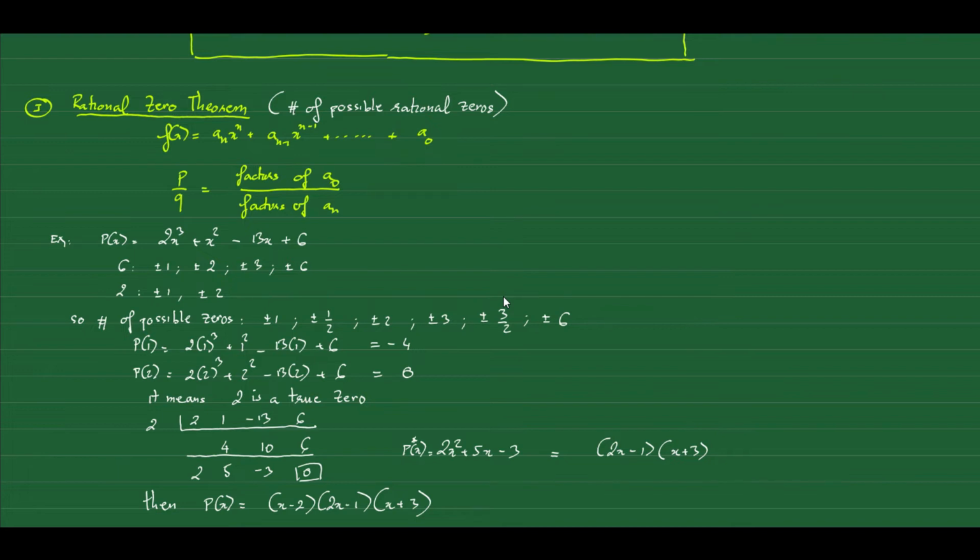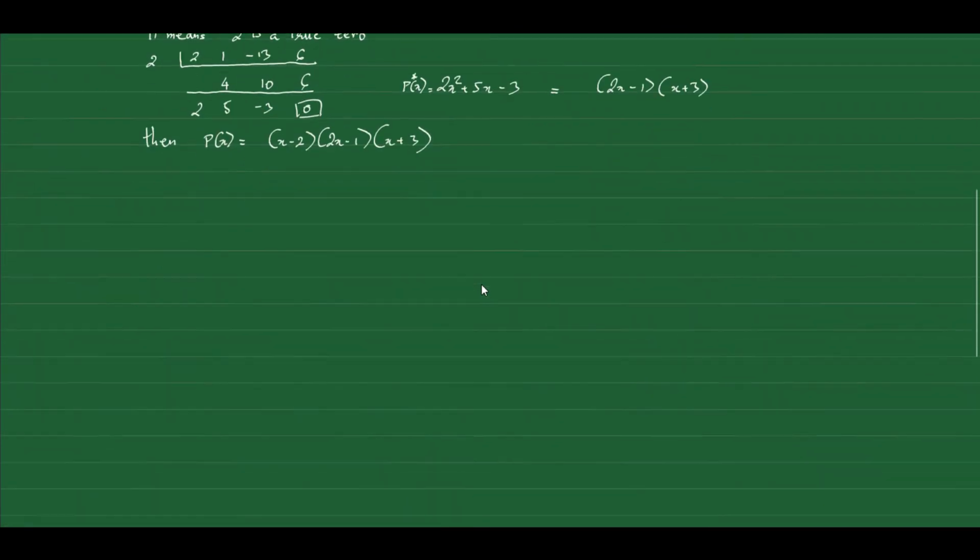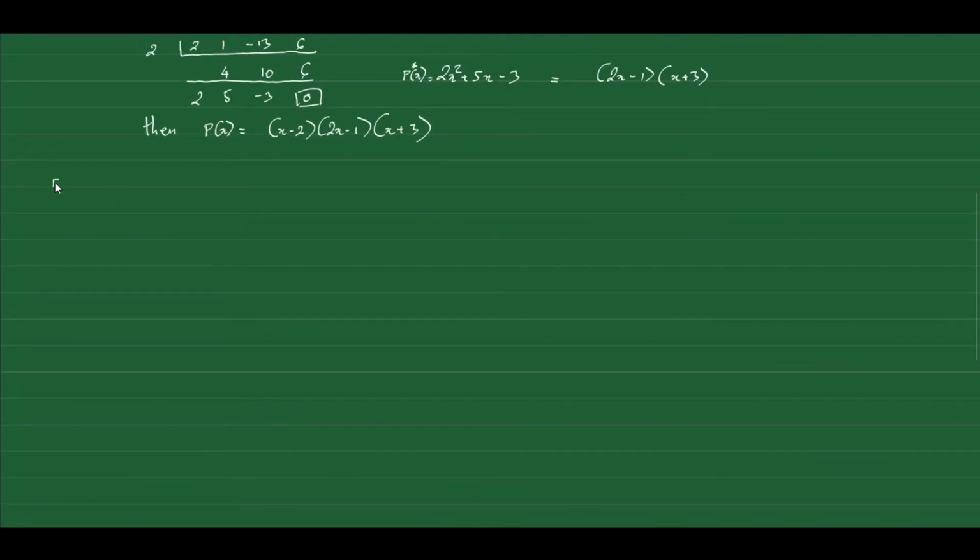Well, I can do another one. How about this one? I'm going to have p of x equal to x to the 4 minus 5x to the third minus 5x squared plus 23x plus 10. Alright.